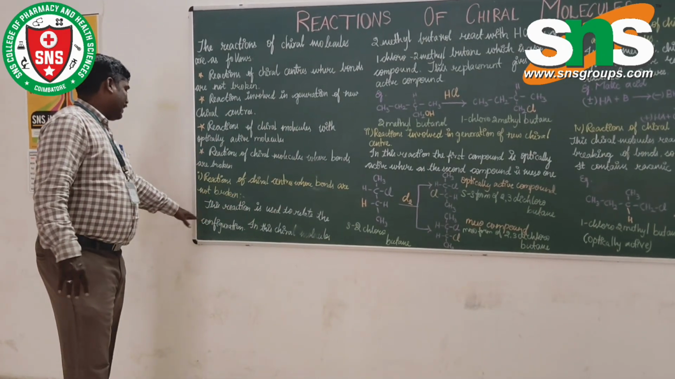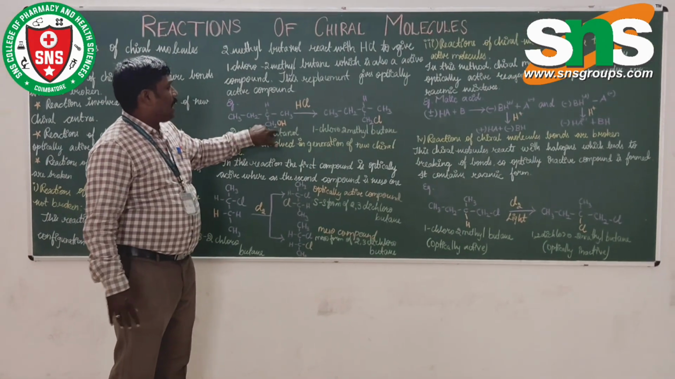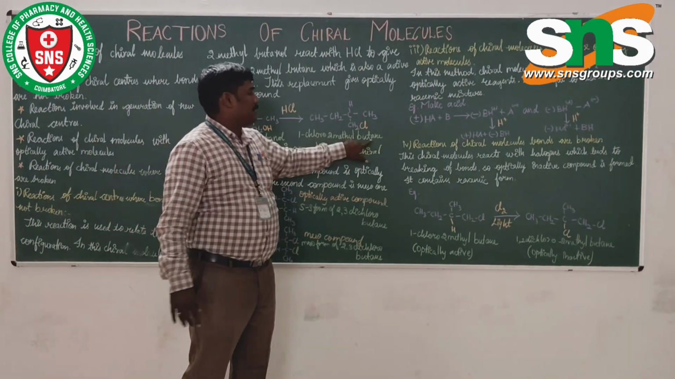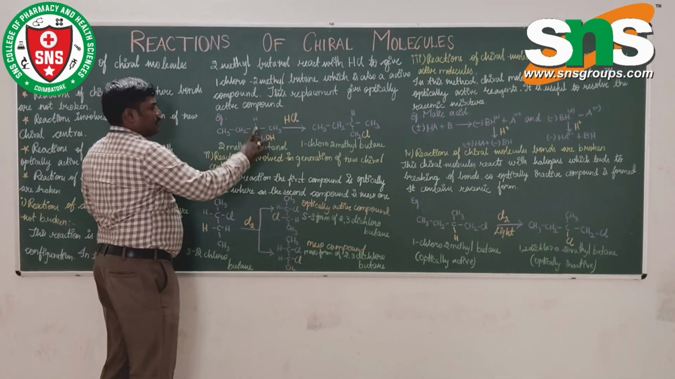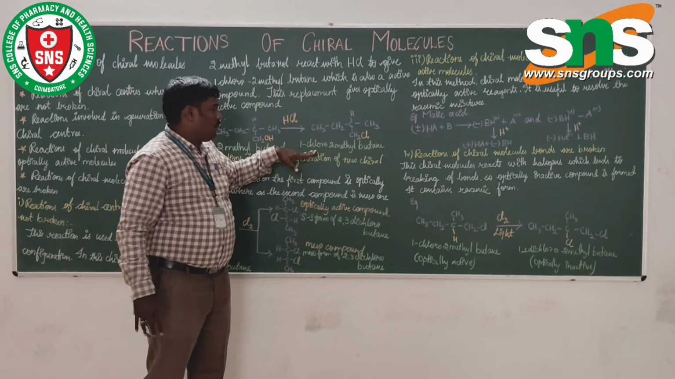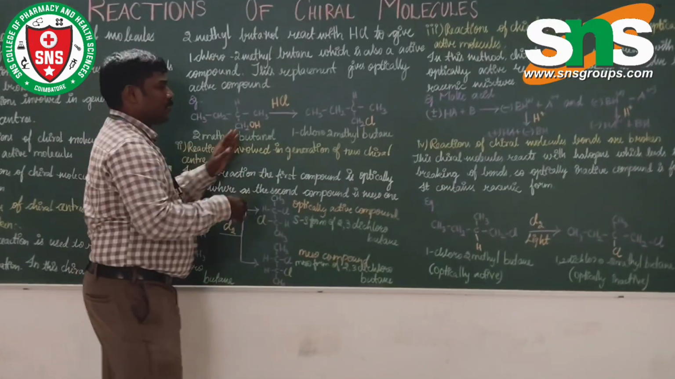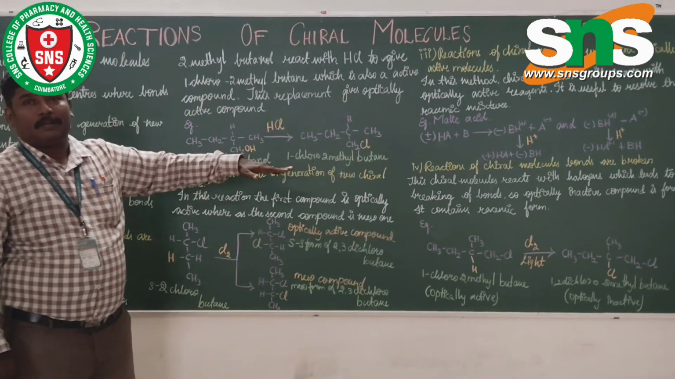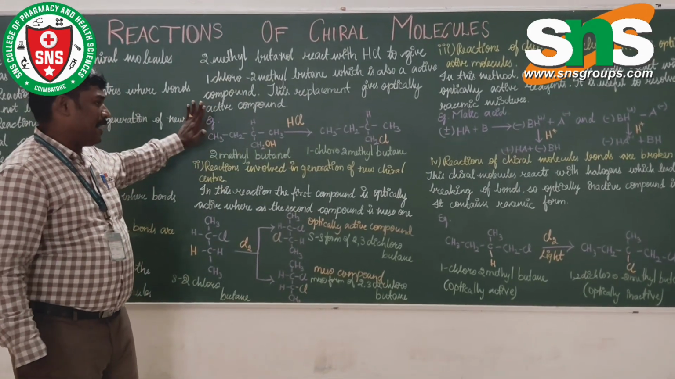It is used to relate the configuration. In this chiral molecule, 2-methyl butanol, which will be treated with hydrochloric acid to give 1-chloro-2-methyl butane. Here you will find the reaction CH3, CH2, CH, CH2OH, CH3, treated with hydrochloric acid, which will give 1-chloro-2-methyl butane. Here the hydroxy group will be replaced by chlorine. The chiral center is present as such, there is no bond breakage. So it is an example for chiral molecules where bonds are not broken.